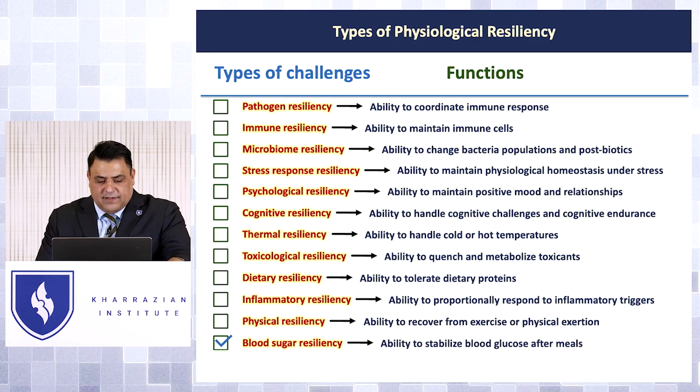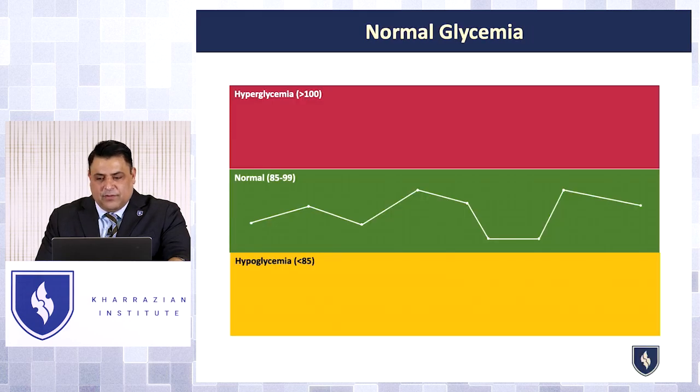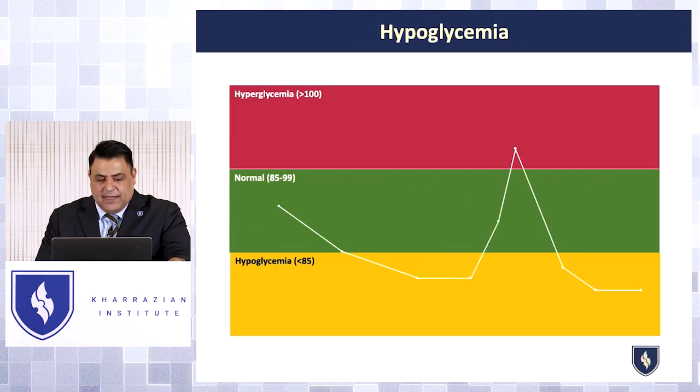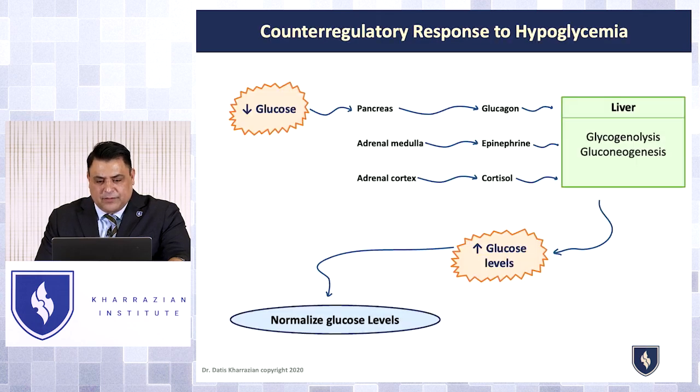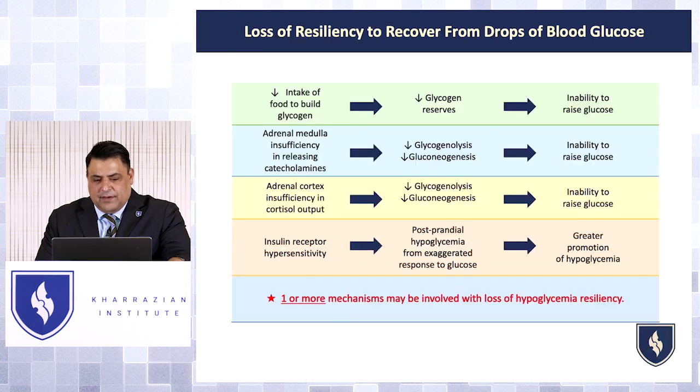And then blood sugar resiliency is the ability to really handle a meal without crashing or not crash in between meals. So normal blood sugar levels should be stable throughout the day. Hypoglycemia means you can't maintain your blood sugar levels between meals. It drops. These are the counter-regulatory mechanisms that prevent your blood sugar from dropping. Glucagon's released, epinephrine's released, cortisol is released. There's an inefficiency in those pathways. That's an issue. And in the Karazian Institute Diabetes and Dysglycemia course, we went into loss of resiliency from blood sugar issues for hypoglycemics.